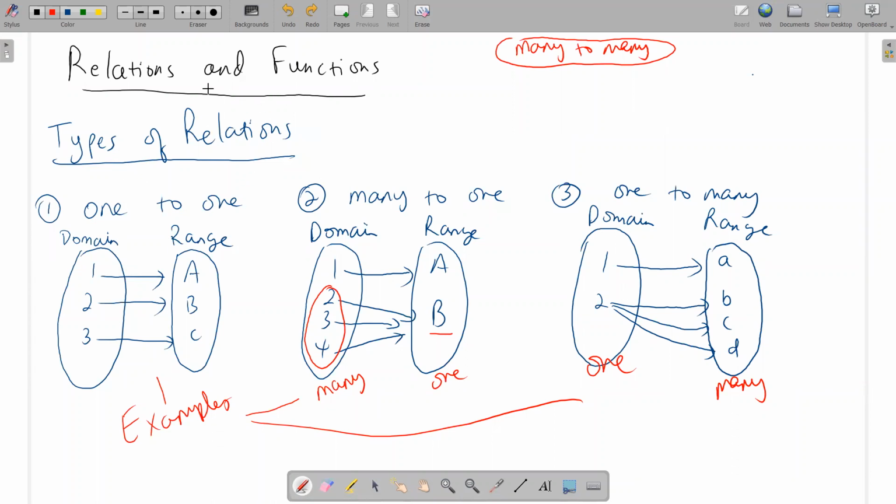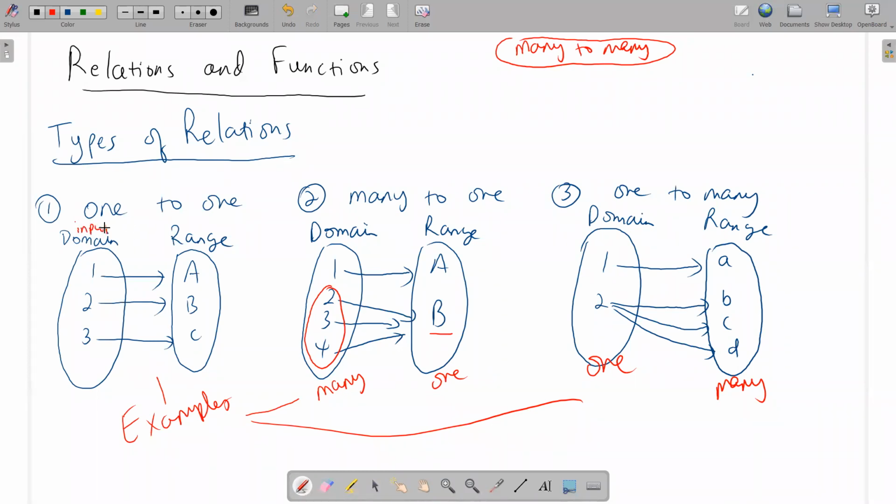So one of the main things in this topic is identifying the types of relations there are. And there are 4 types of relations, right? There's a one-to-one relation, a many-to-one relation, a one-to-many relation, and a many-to-many relation. And they are easy to identify, right? Because as you were seeing here, remember we have the domain from last time and the range, right? We have the input and the output. The domain is like the input, right?